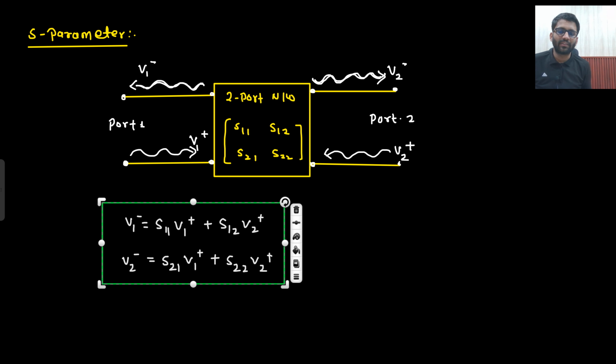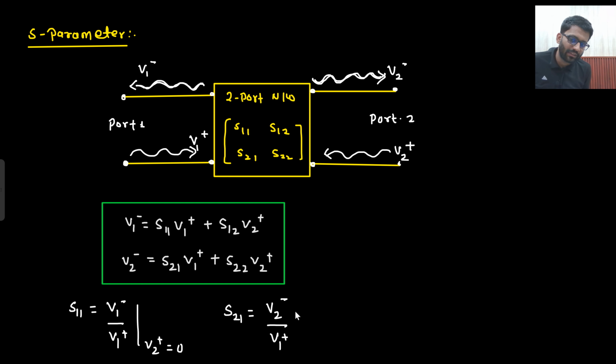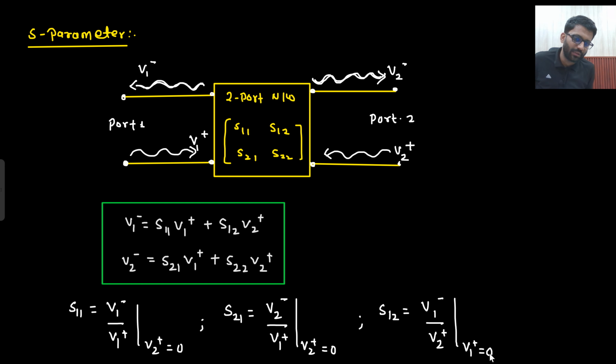Now our target would be to find S11, S12, S21, S22. What will be your S11? For finding S11, we need to put V2 plus equals 0. So S11 will be equal to V1 minus divided by V1 plus, considering V2 plus is equal to 0. What will be your S21? For finding S21, you need to put V2 plus equals 0. So S21 would be equal to V2 minus divided by V1 plus, considering V2 plus is equal to 0. What would be your S12? For S12, you need to put V1 plus equals 0. So that would be equal to V1 minus divided by V2 plus when V1 plus is equal to 0. And what is your S22? S22 is V2 minus divided by V2 plus when V1 plus is equal to 0.